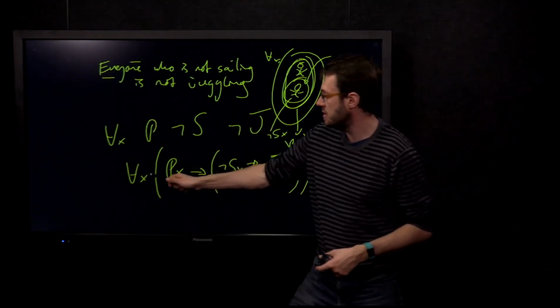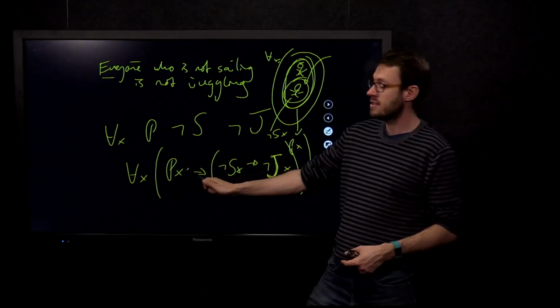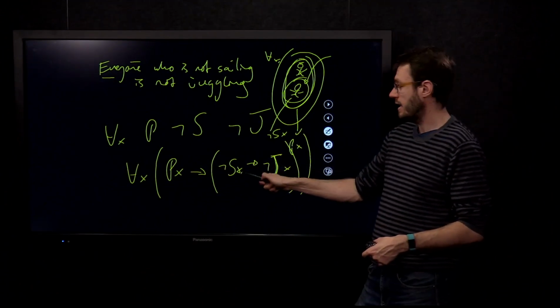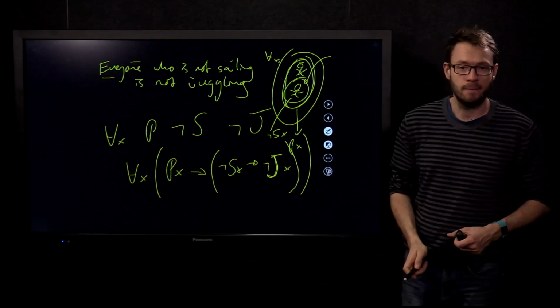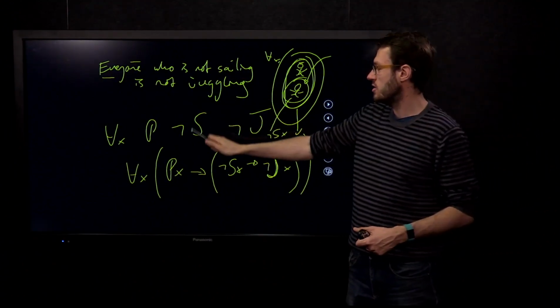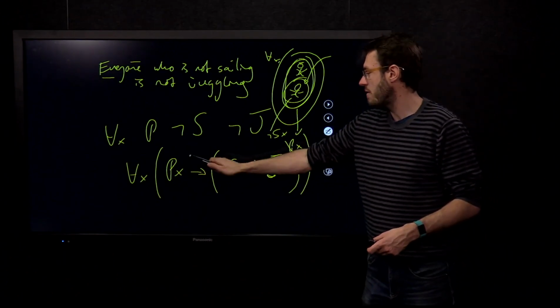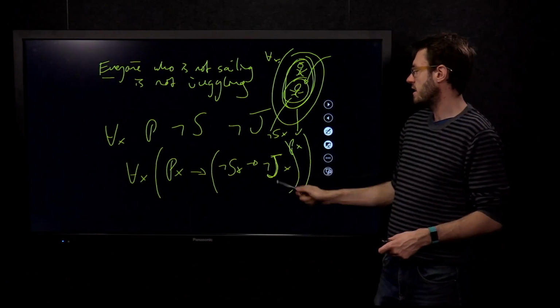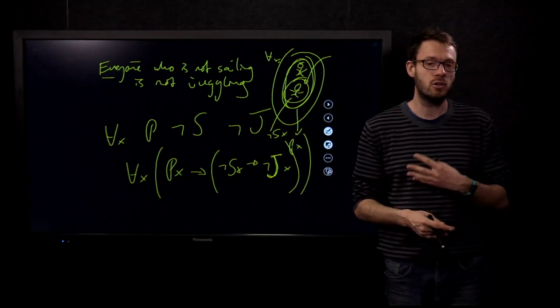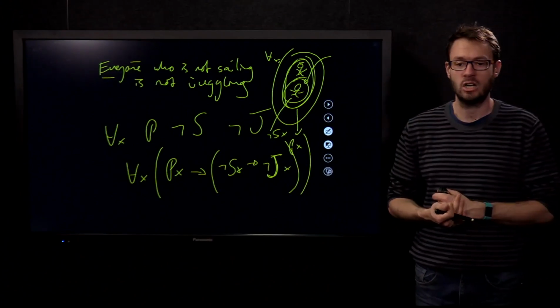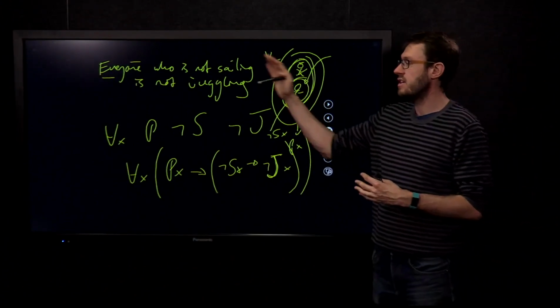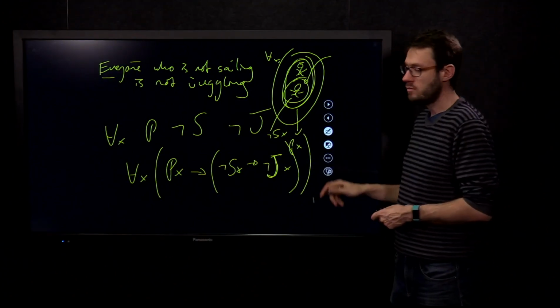So the final translation is, for all x, if x is a person, then if they're not sailing, then they're not juggling. Everyone who is not sailing is not juggling. For all of the people who aren't sailing, for all x, if they're a person, then if they're not sailing, it follows that they're not juggling. So everyone who's not sailing is not juggling. Okay, and that's the final translation for this style of sentence.